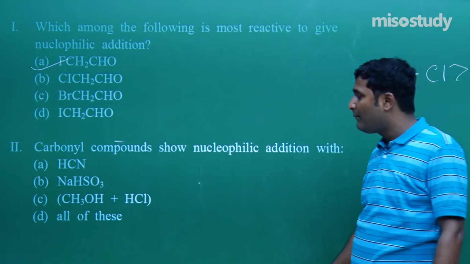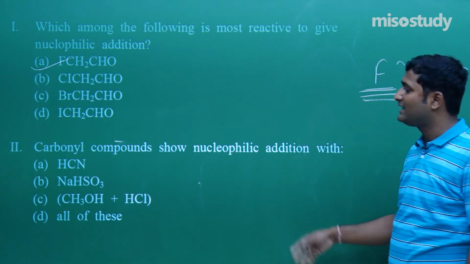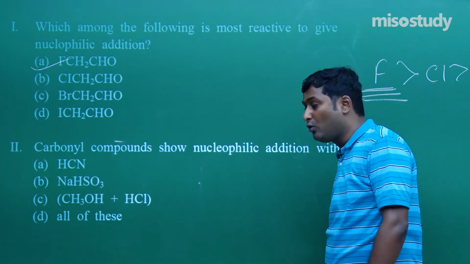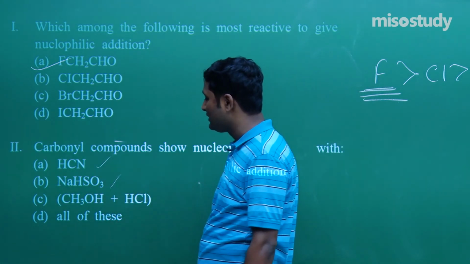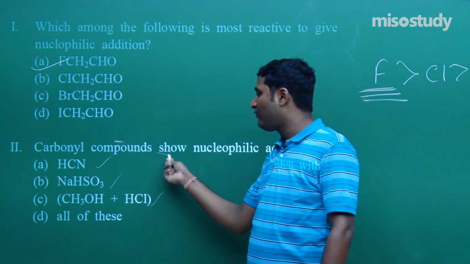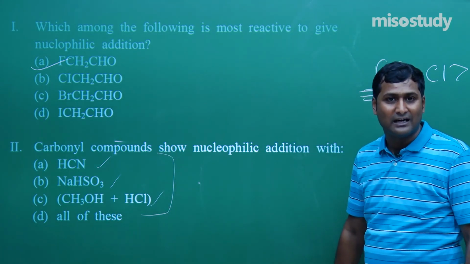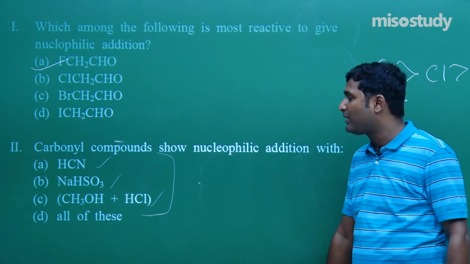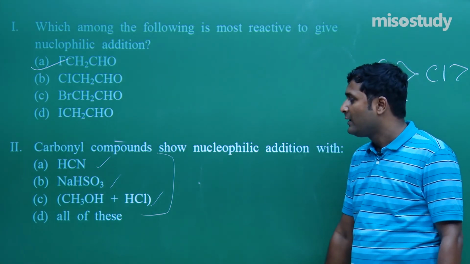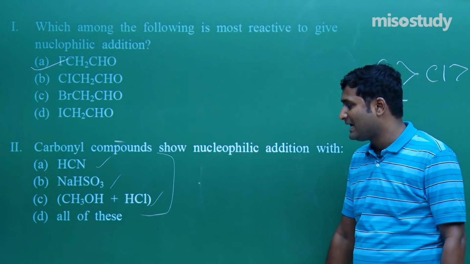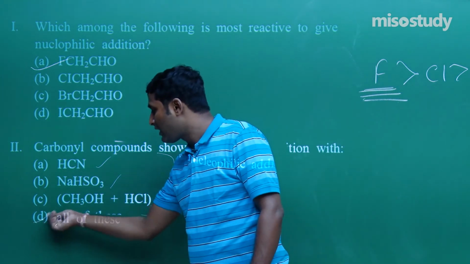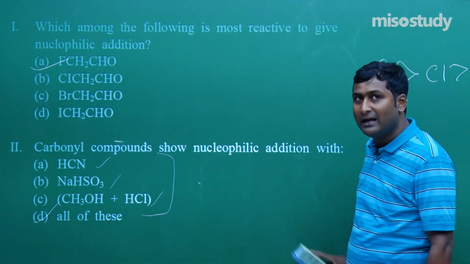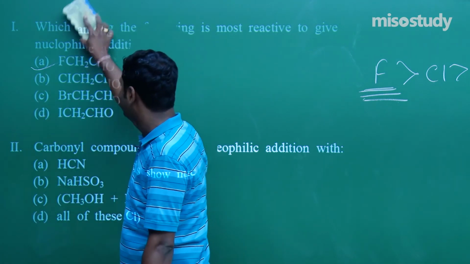Now the next one: carbonyl compounds show nucleophilic addition reaction with which reagents? We know HCN giving cyanohydrin, NaHSO3, and CH3OH plus HCl all form nucleophilic addition products. These are the main chemical properties related to carbonyl compounds. So we can say all are correct. So for question number 2, the answer is all of these. Clear? Now I'm going to erase this part and revise the things again.